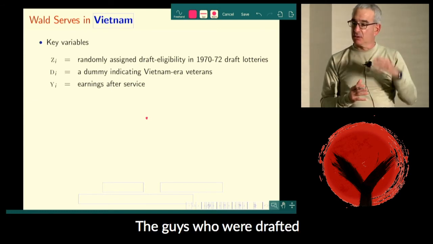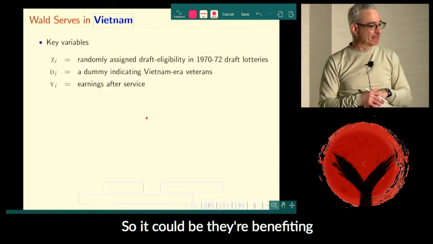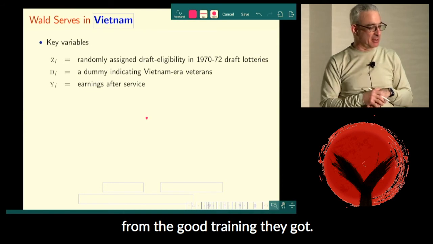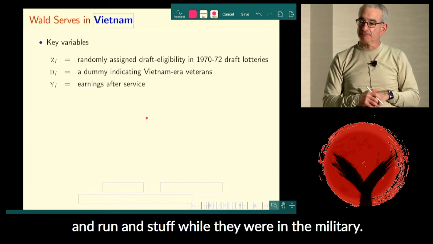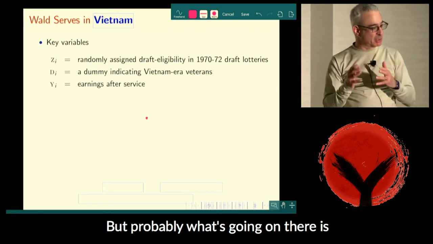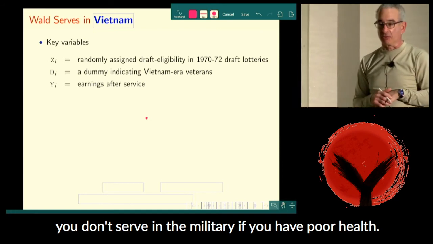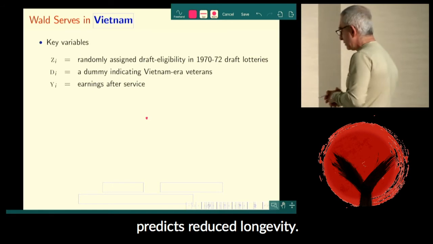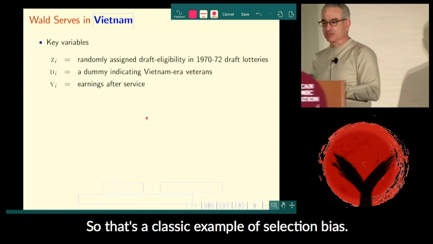The guys who were drafted for World War II service live longer, okay? So it could be they're benefiting from the good training they got. They learned to get up early in the morning and run and stuff while they were in the military. But probably what's going on there is you don't serve in the military if you have poor health, and poor health as a young person predicts reduced longevity. So that's a classic example of selection bias.